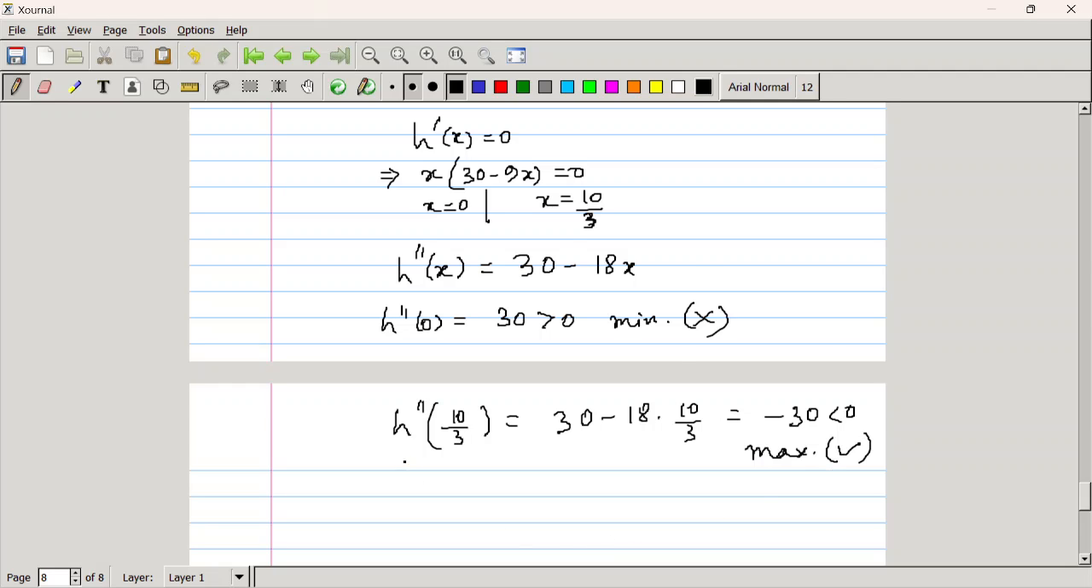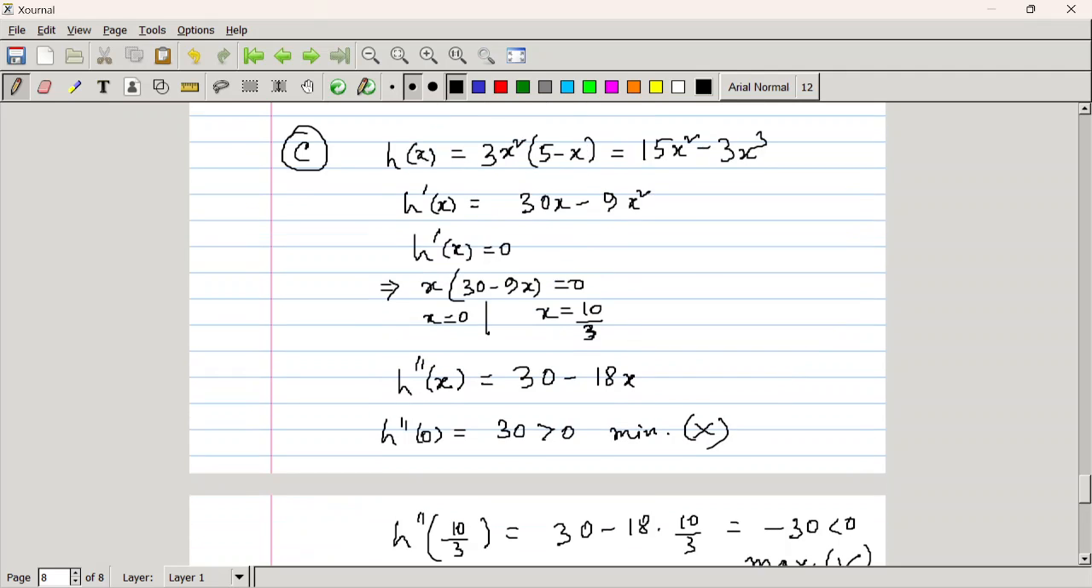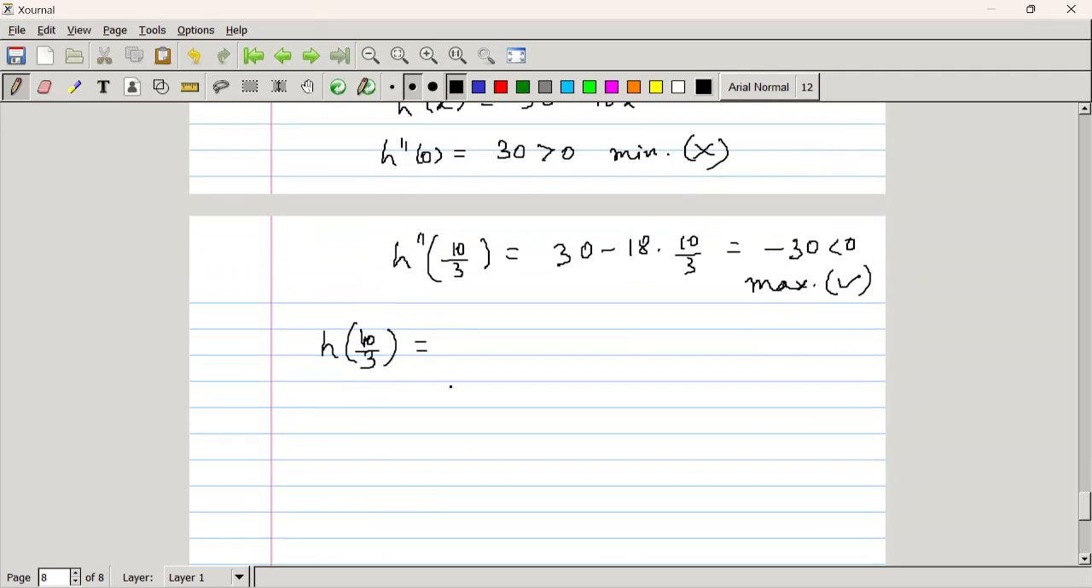So our point is 10 by 3. Now what is the value at 10 by 3? That is h at 10 by 3. What is h? h is 15x square minus 3x cube. So 15 into (10 by 3) whole square minus (10 by 3) whole cube. So that is equal to 15 into 100 by 9 minus 10 into 1000 by 27.